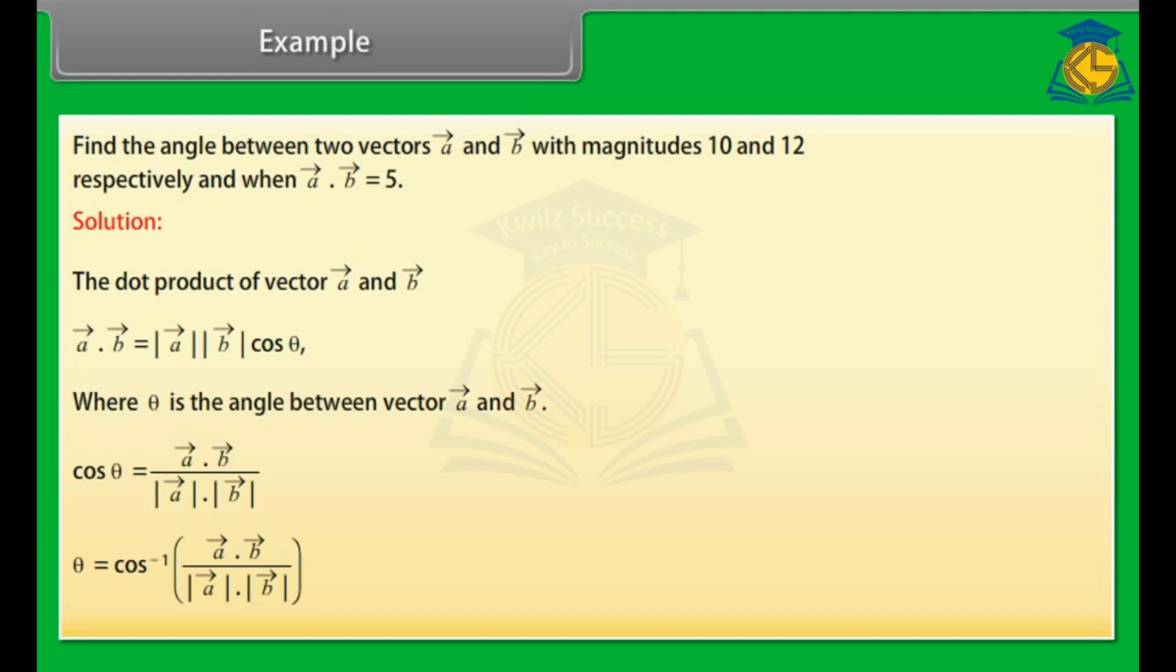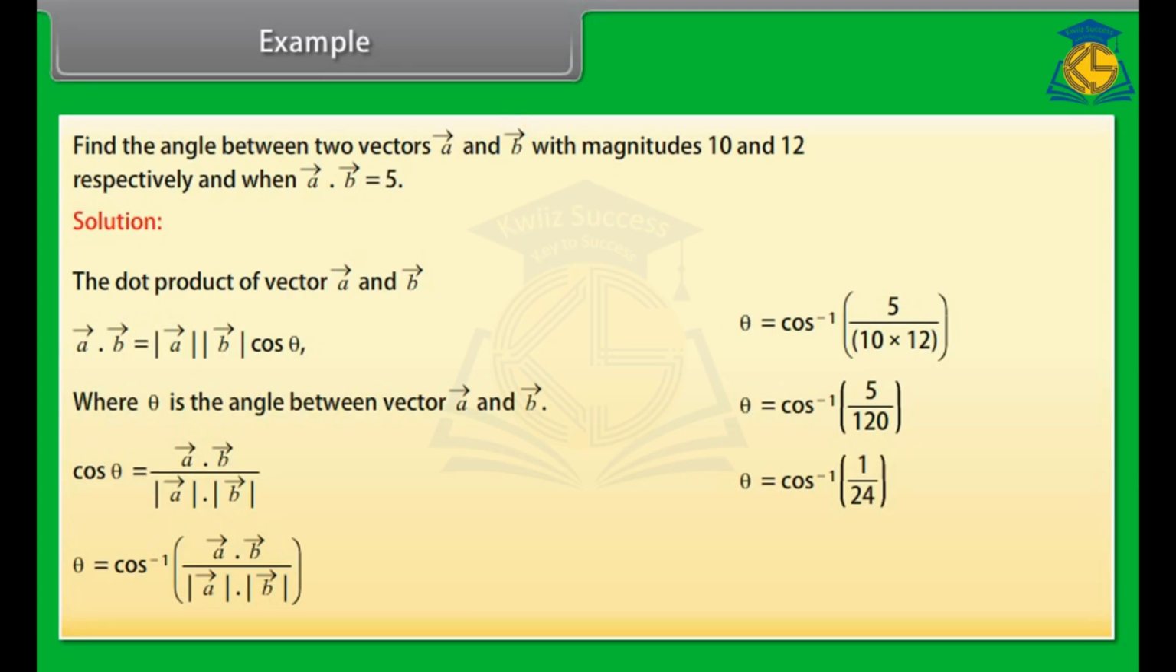Theta equals cos inverse 5 by 10 into 12. Theta equals cos inverse 5 by 120. Theta equals cos inverse 1 by 24. Theta equals cos inverse 0.04167. Theta is equal to 87.61 degrees.